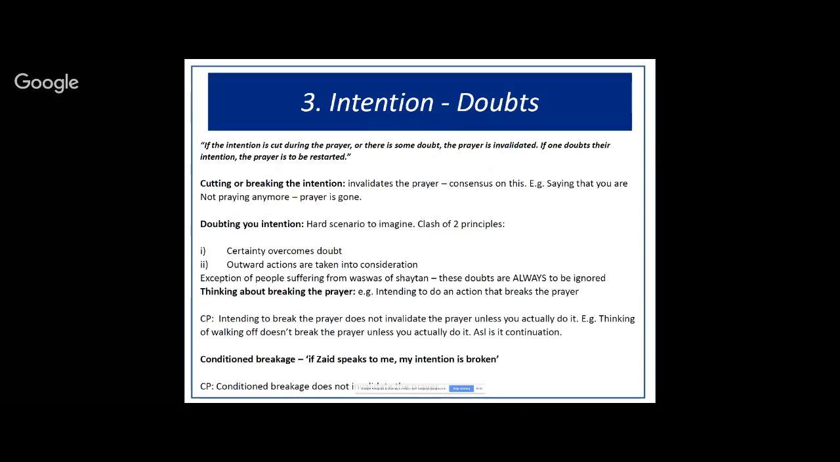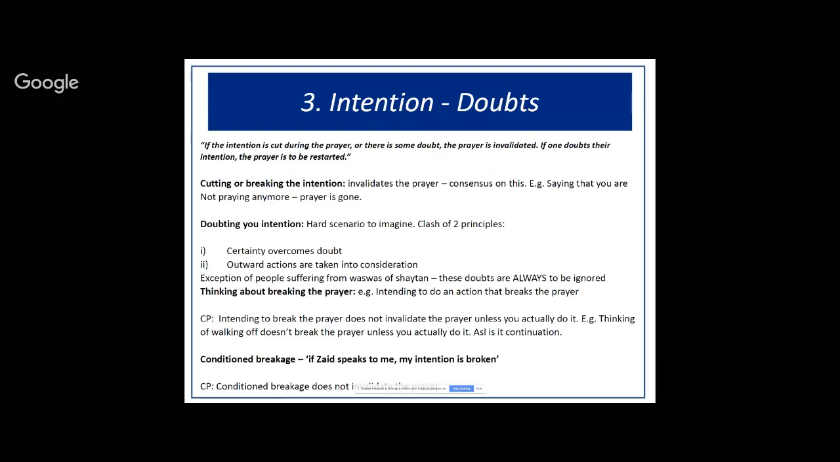Technically then, because I said it's a hard scenario to imagine, but technically, if you doubted your intention, you would base it upon the first principle, certainty overcomes doubt, and then you would redo your intention and start the prayer. But practically, I can't see any way where this would actually be physically manifested because of the second principle that we mentioned. So that's how we deal with doubts.